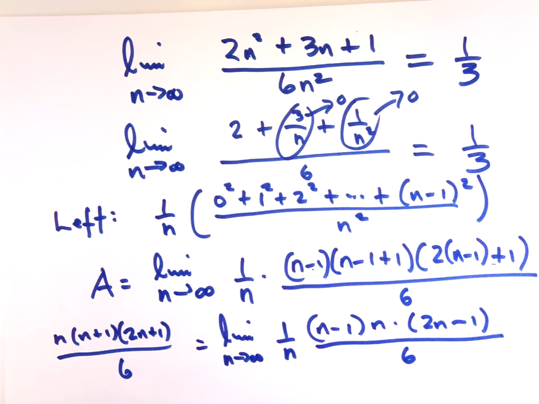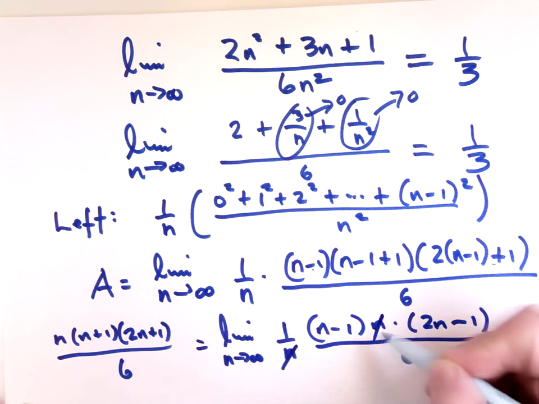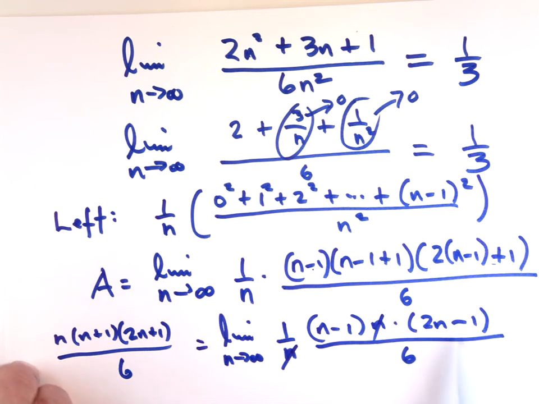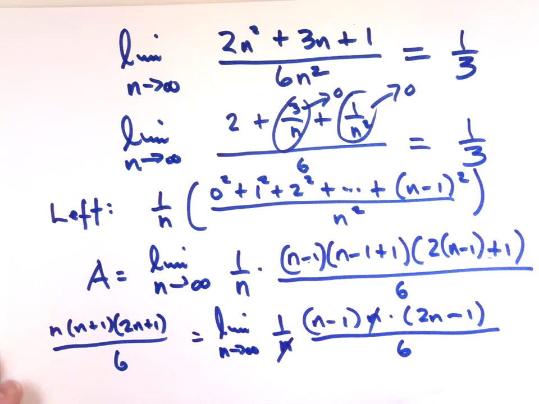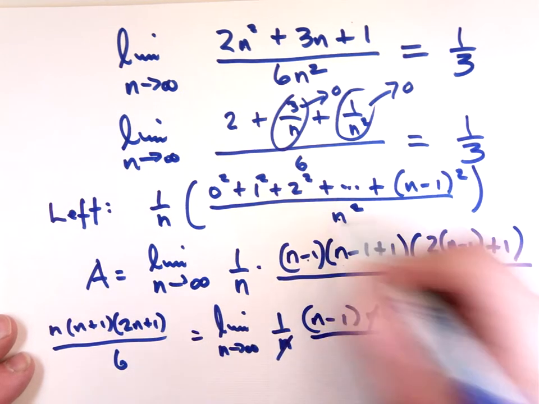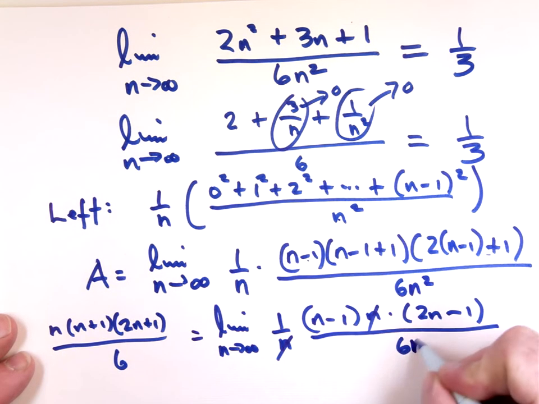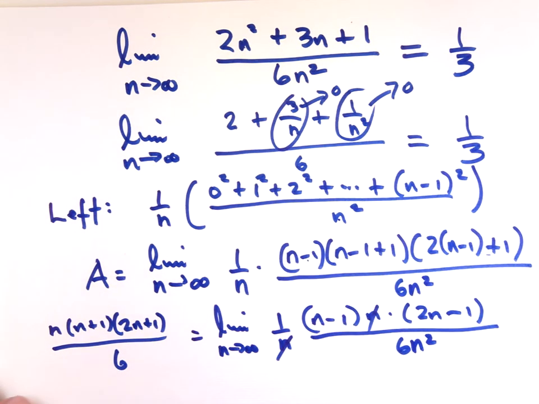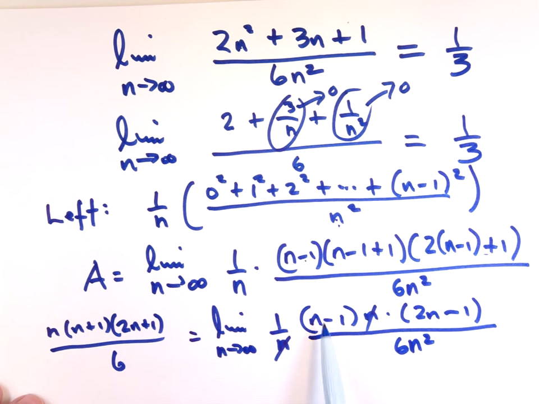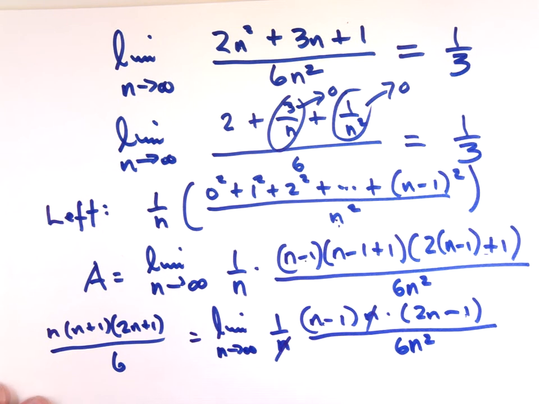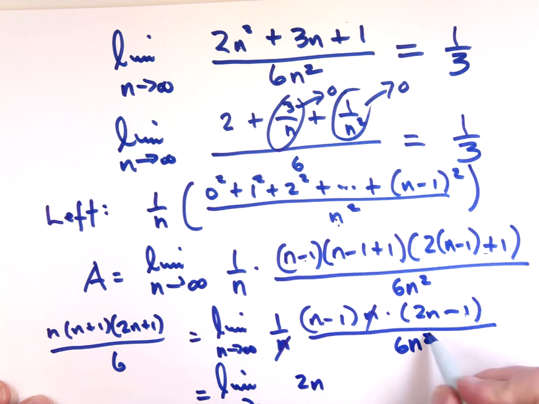Wait, hold on a second. That's this. Okay, hold on. I've got my n squared still sitting here. That's my n squared still sitting here. So now I'm going to multiply this out, and I'm going to get 2n squared minus 2n minus n, minus 3n plus 1 over 6n squared.